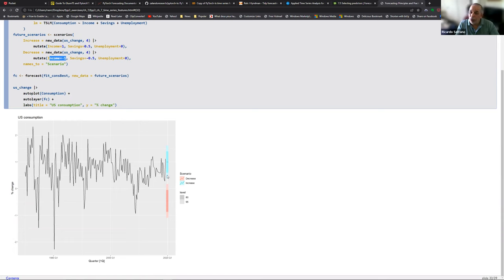What are you going to do? You have to wait for the data, right? You have to wait for the data to see which one really gives you the best estimate. Okay, so a combination here of ex ante and ex post, because we're assuming certain things that could happen in the future, and we want to see which of the scenarios fits our results better, but in the future.